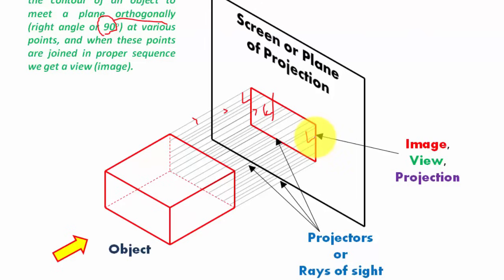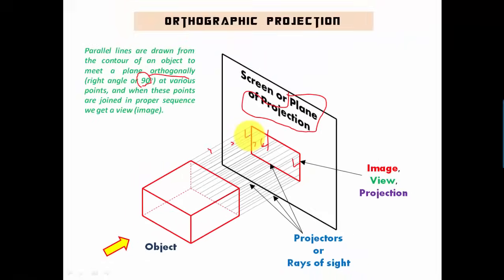And secondly, the most important thing is that when these projectors meet the plane of projection, they should make a 90-degree angle with the plane of projection. That's it. If these two conditions are satisfied, you can call that projection as orthographic, and then only you can have the true shape and size of the object, any object for that matter. So this was all about orthographic projection.